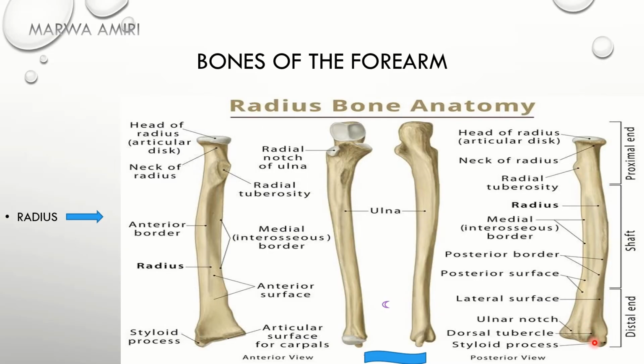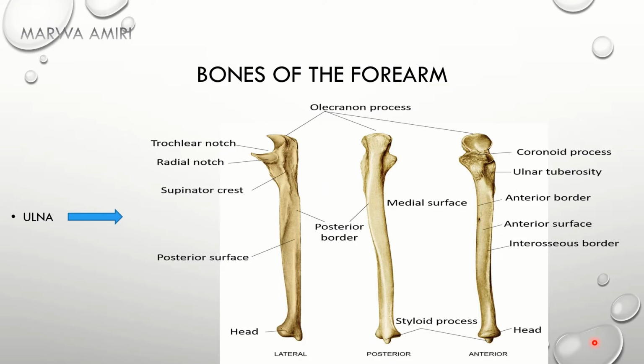Also, the ulna bone. If we study the ulna bone from the lateral angle, we can see the trochlear notch, the olecranon process, the radial notch, the supinator crest, posterior surface, and the head of the ulna.